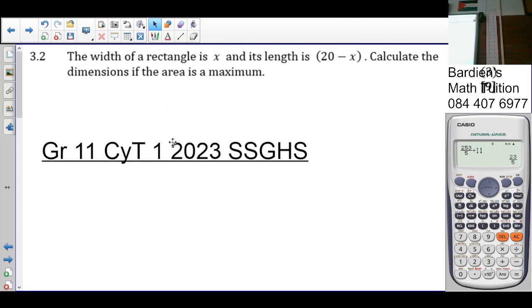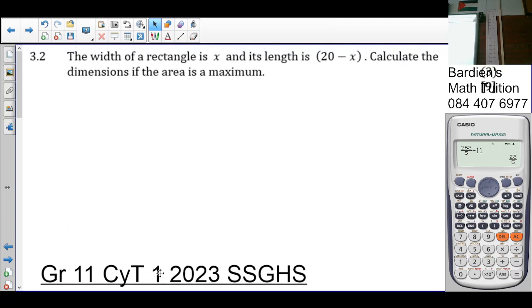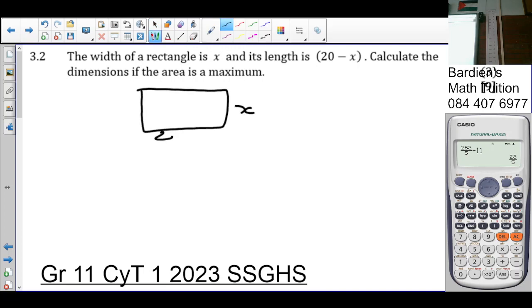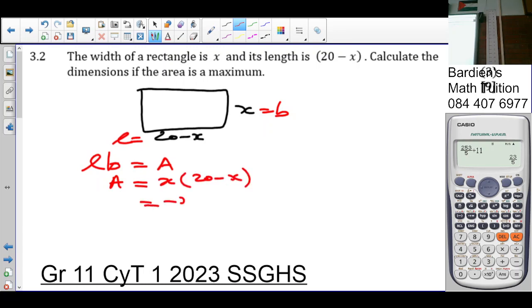The width of a rectangle is x, and the length is 20 minus x. Calculate the dimensions if the area is a maximum. How do we calculate the area? Length times breadth. So the area is going to be x times (20 minus x), which is negative x squared plus 20x.